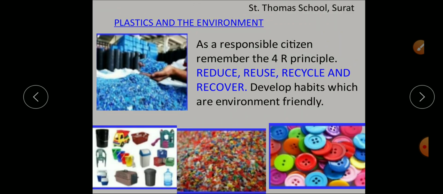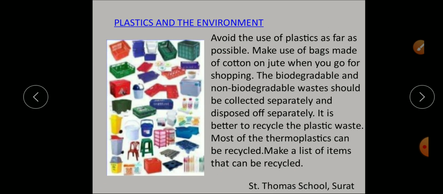Next is that, as I told you, how to minimize the damage to the environment which is produced by the plastics. Pollution, right? First, what was that? Pollution caused by plastic is a serious problem of urban culture. So avoid use of plastic as far as possible. We can follow the suggestions which are given over here, that is, do not accept plastic bags when you do shopping.